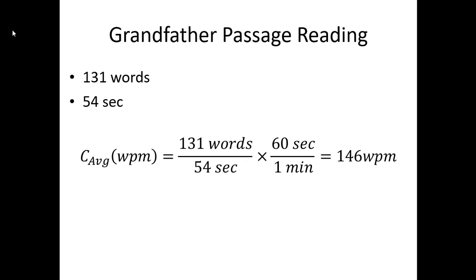So I read the grandfather passage out loud in a continuous speech sample. It's a 131 word passage, and I read all 131 words in 54 seconds. As I was reading, I slowed down a little bit to put some emphasis on certain words, so my communication rate might be a little bit slower. And using the computational formula I presented, we can determine that my average communication rate for this reading of the grandfather passage was 146 words per minute.